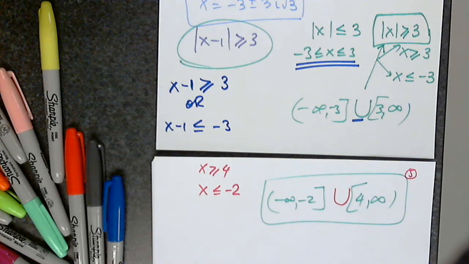Perfect. So do we still need absolute value inequalities, or do we understand the difference between the two? There are only two types. Very good question, actually. Anything else for me?